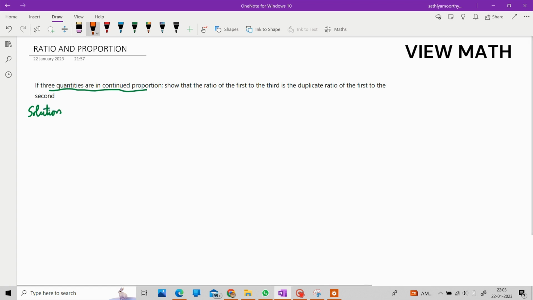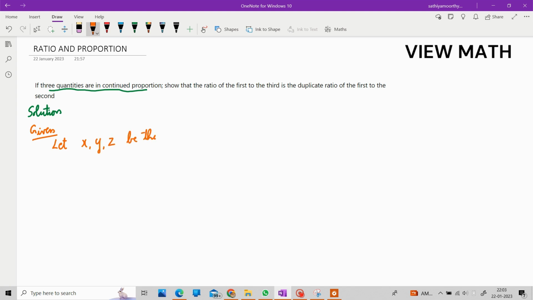Solution. What is given is three quantities are in continued proportion. So let me take the three quantities to be x, y, z. Let x, y, z be the three quantities that are in continued proportion. So I have taken the three quantities to be x, y, z, and these three quantities are in continued proportion, as given in the question.